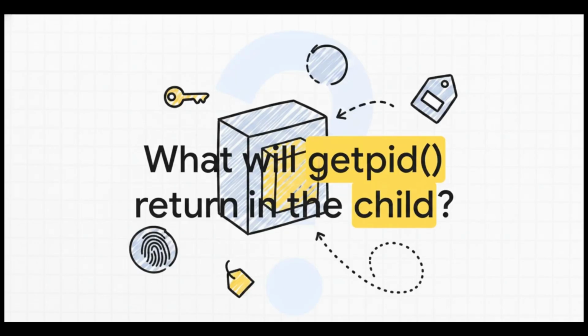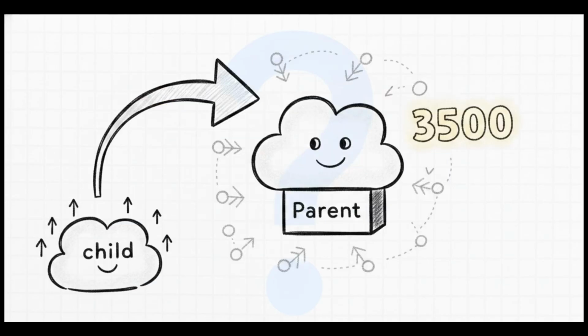Ready? Question 1. What will getpid return in the child? Well, since it's asking for its own ID, the answer is exactly 3501. The child knows its own identity. Question 2. What will getppid return in the child? Remember that extra P. When the child looks upward to identify its creator, it successfully returns 3500. It's fully aware of the parent process that cloned it.